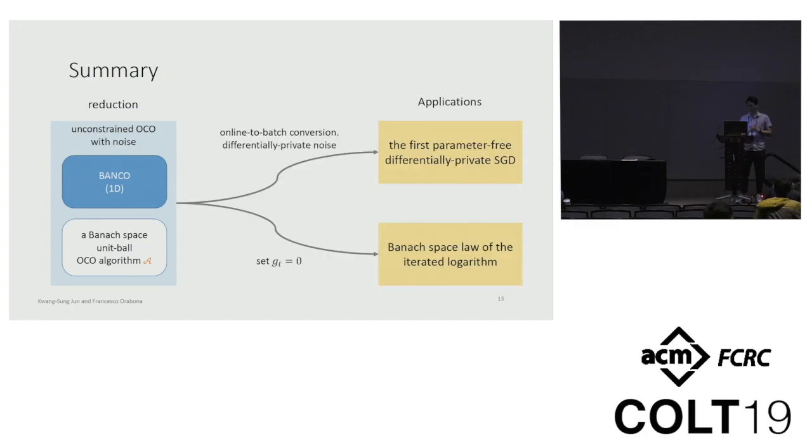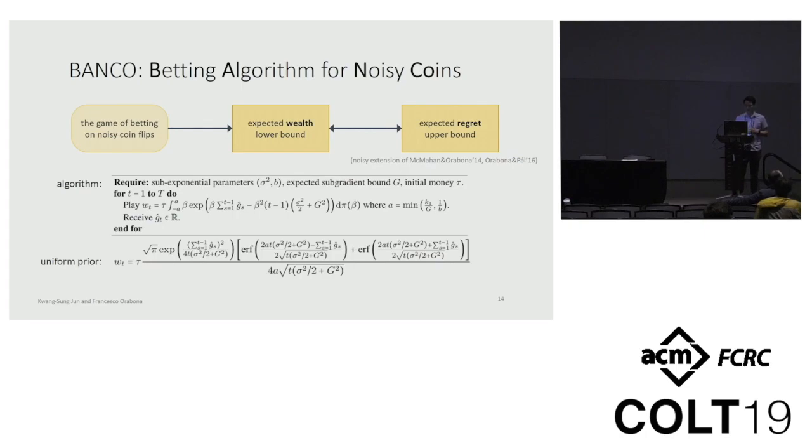So before going into any details, let me just summarize what's going on. Our paper has three components. First, we have the algorithm Banco and the reduction. Second, we have an application to differentially private SGD. And third, we have a connection to concentration of measure. Okay, so for the remaining talk, I'll briefly touch upon key ideas of each component.